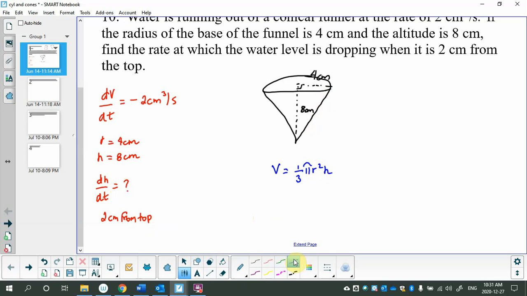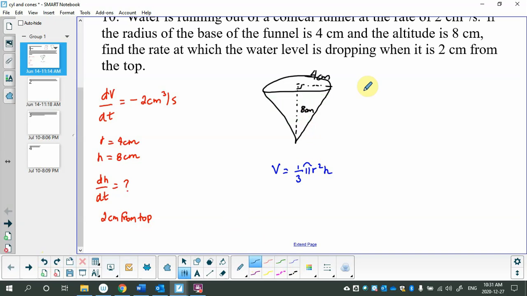So what you have to do is realize that if the water is here, and if the water is here, and if the water is here, both the r is changing and the h is changing. So the r doesn't stay the same. This is 4, this is less than 4, this is less than that, this is less than that, and as the water level decreases, the radius keeps getting less and less, as well as the height getting less and less.